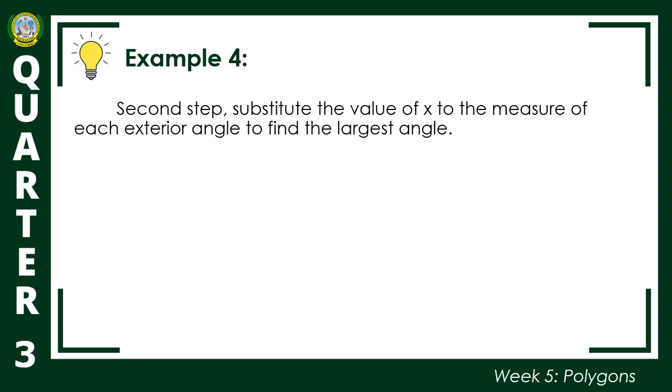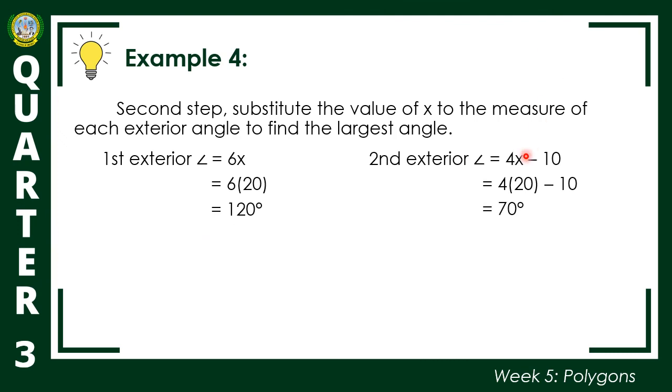Second step is to substitute the value to find the largest angle. Okay, ang target nating mahanap is yung largest angle. For us to do that, kailangan nating makuha lahat muna and identify the largest. So, the first exterior angle is 6x. Substituting 20, it will become 6 times 20, and that's equal to 120 degrees. The second angle is 4x minus 10. So we substitute 20, it will become 4 times 20 minus 10. 4 times 20 is 80. 80 minus 10 is 70. So the second exterior angle is 70 degrees.